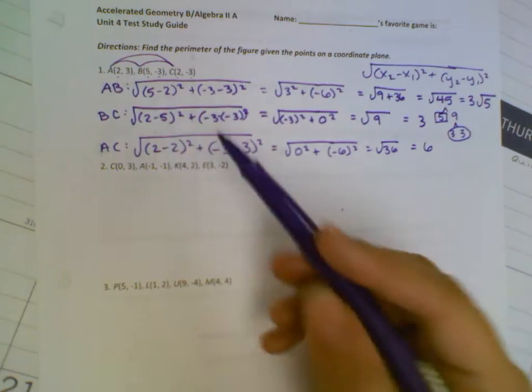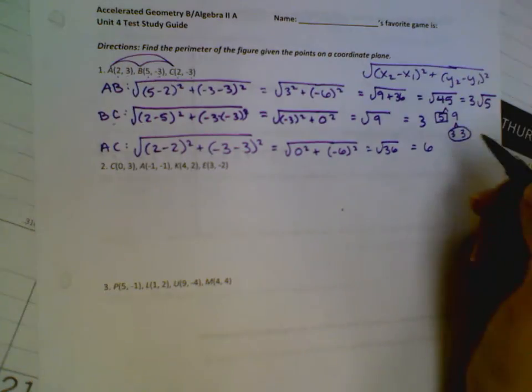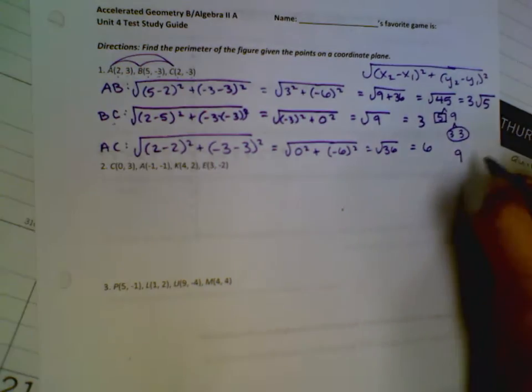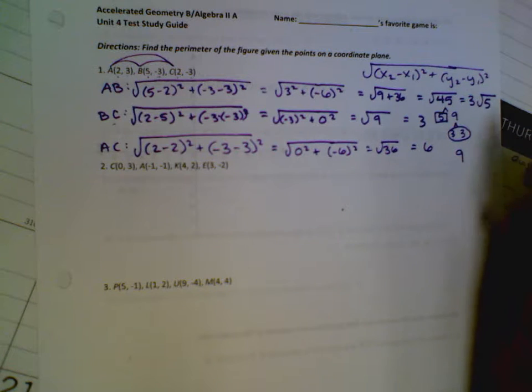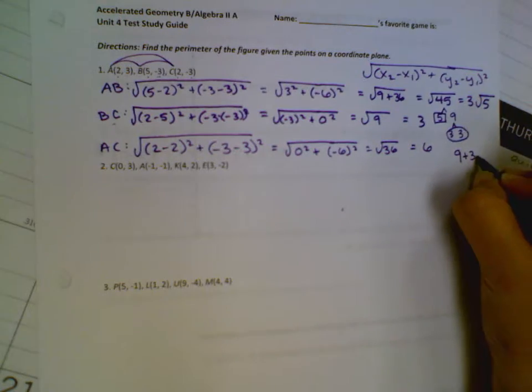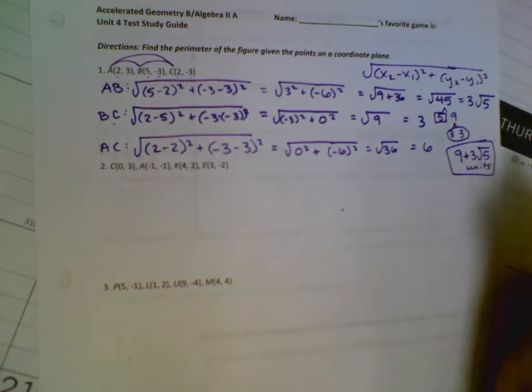Now the perimeter, I have all the distances. All I need to do now is add them all together. So I've got a 6 and a 3. I can add those together to get 9. 9 plus 3 root 5. This is the same as saying 3 times root 5. So 9 plus 3 times root 5. I can't combine anything, so I will just say plus 3 root 5 units. And that will take care of number 1.